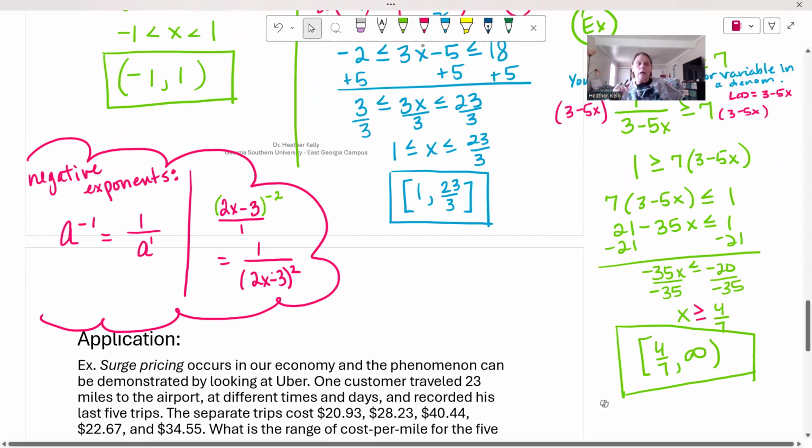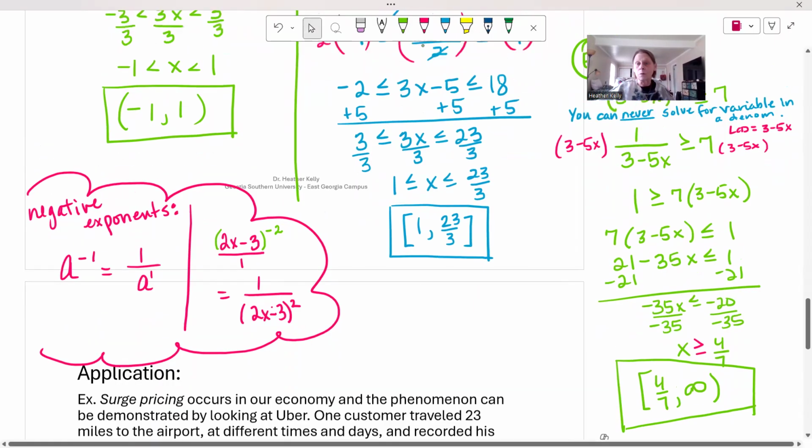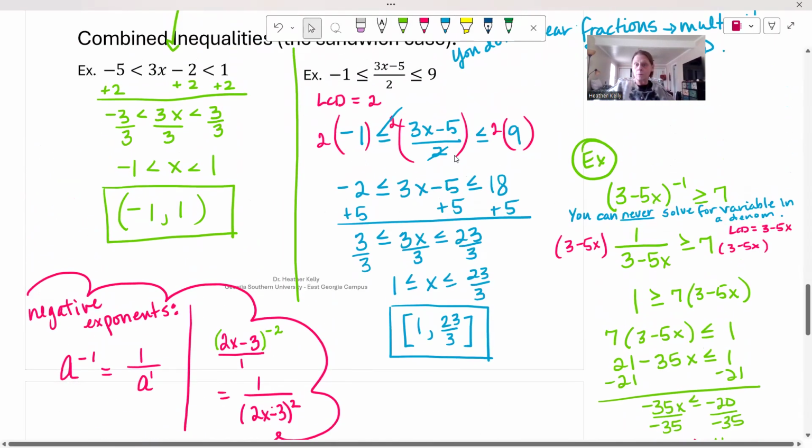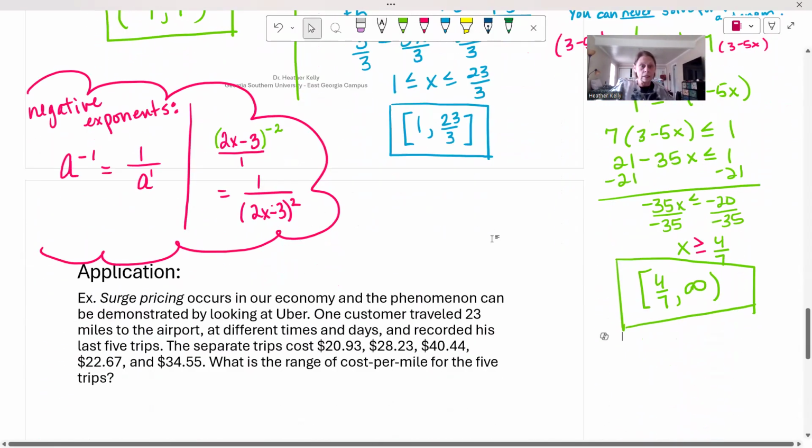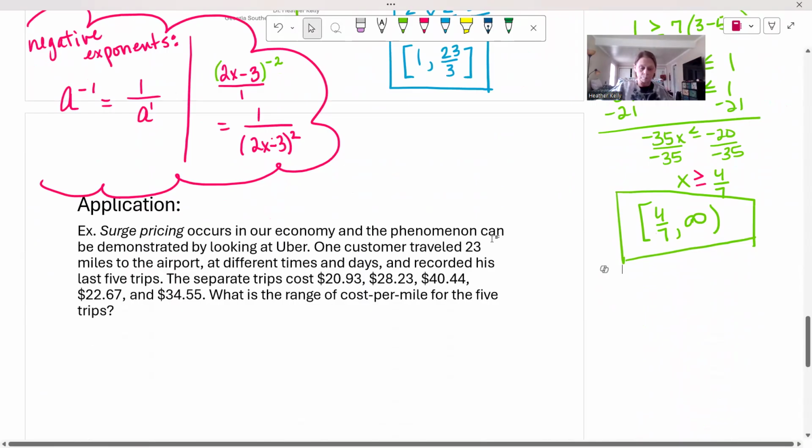So sorry I missed that on the slides, but I'm glad I noticed it and threw that problem in there for you. Okay, let's hit up an application problem.